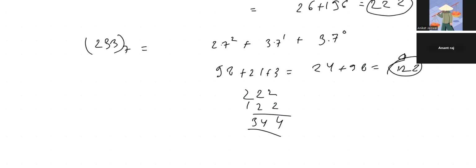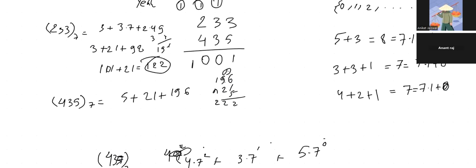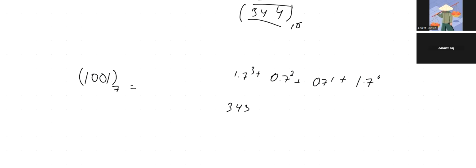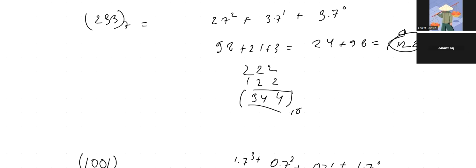Now let's convert this back. 1001 in base 7 is 1 into 7 power 0 plus 0 into 7 power 1 plus 0 into 7 power 2 plus 1 into 7 power 3. Since we know 7 power 3 is 343, plus 0 plus 0 plus 1, which is 344. That's great, and that's the verification.